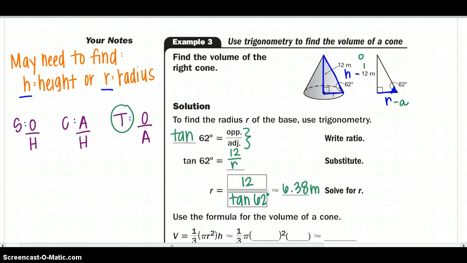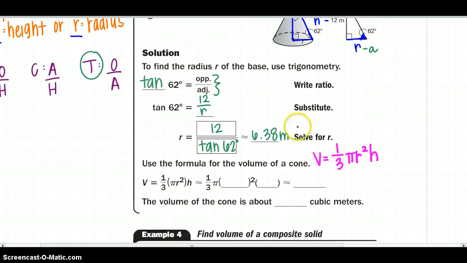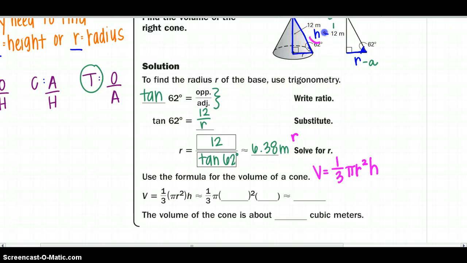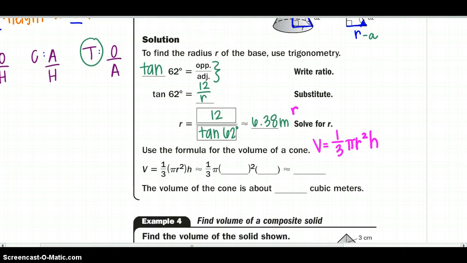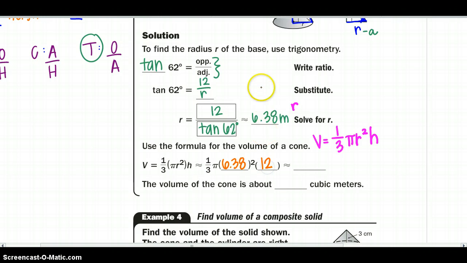So now that we have our radius, we know we can solve for the volume of our cone, and we'll put pi r squared in there instead of our big B. Pi r squared times h. Alright, so we have our height, we have our r. So let's solve our equation. So 1/3 pi r, we got at 6.38 squared, times our height, which we look back up there, and that is 12. So our volume is approximately 511.5 meters cubed.